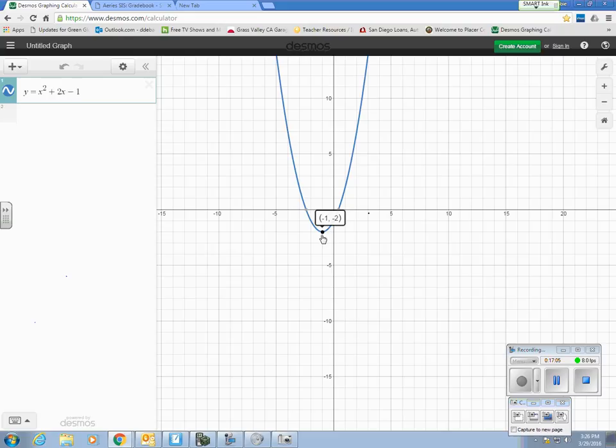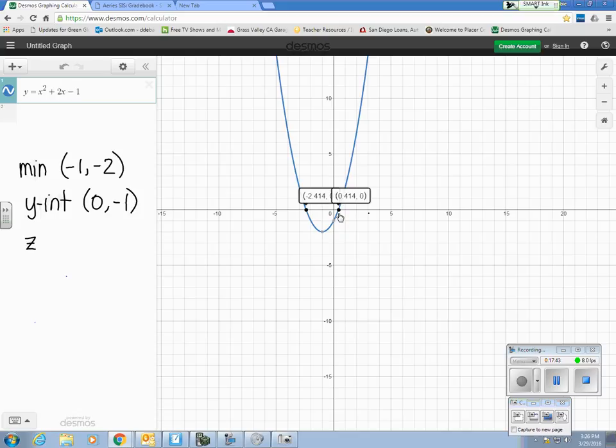So my minimum is at negative 1, comma, negative 2. We also call that the vertex. And it has a y-intercept at 0, comma, negative 1. And I have a zero in 2 different locations. See if we can read those. Looks like 1 is at negative 2.414, comma 0. The other one is at positive 0.414, comma 0.